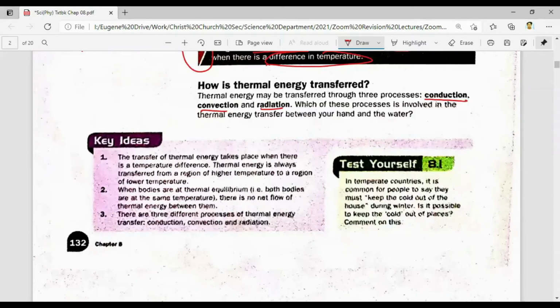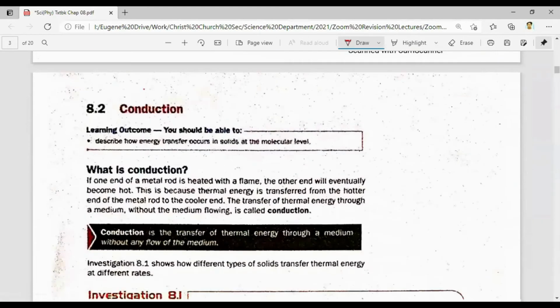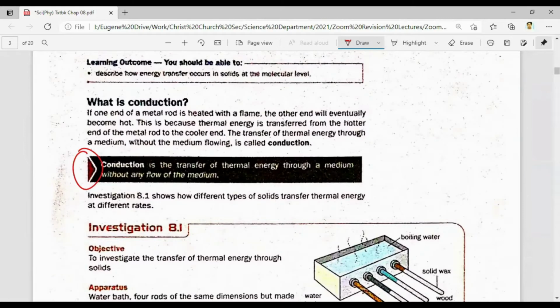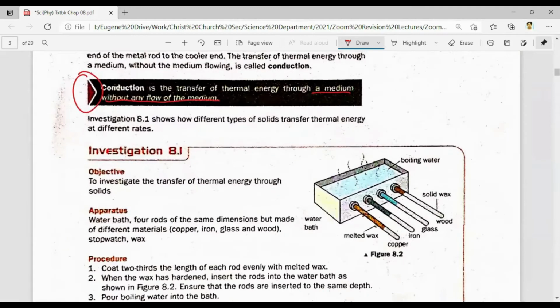Then the next part is the three different methods in this chapter. We have conduction, convection, radiation. So conduction. Conduction is the transfer of thermal energy. Obviously it's a transfer of thermal energy because it's one of the processes in which heat is transferred, through a medium without any flow of the medium. People always ask, what do you mean by that?